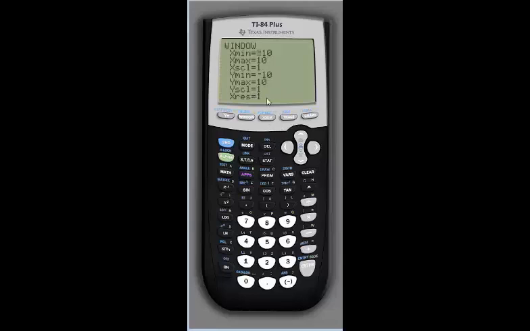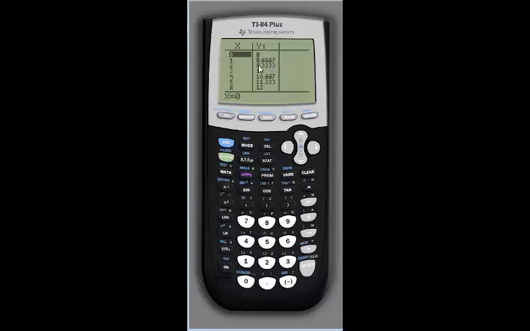What I want to do is extend this window a little bit. So I'm going to change my x minimum to -20, my x maximum to +20. I'm going to keep my x scale at ones. My y minimum, I'm going to put at -20, and my y maximum, I'm going to put at +20, and I'm going to keep that scale at 1 as well. Now when I look at the graph, I can see a little bit more of that line. And again, when I look at my table, you can see these values as well.